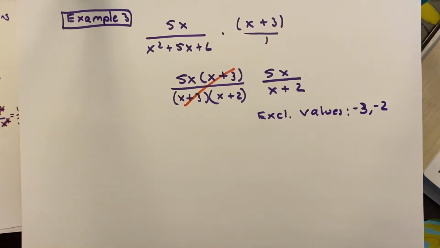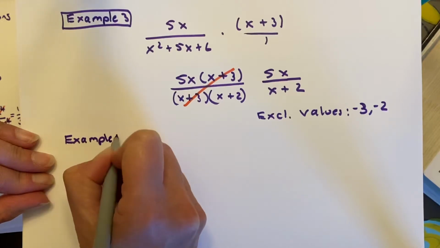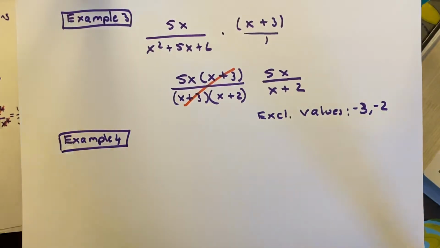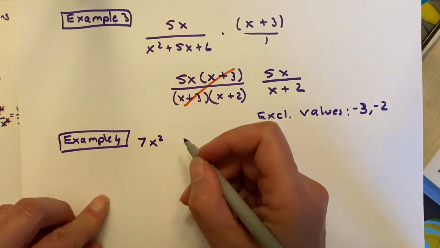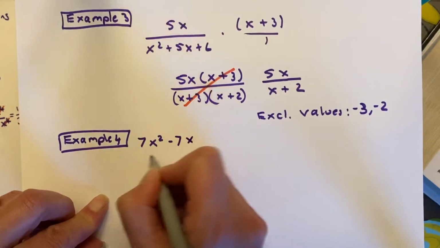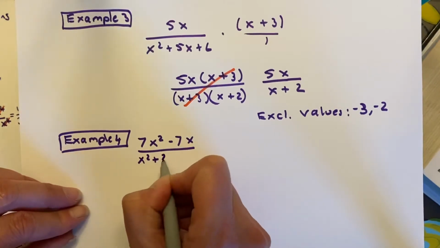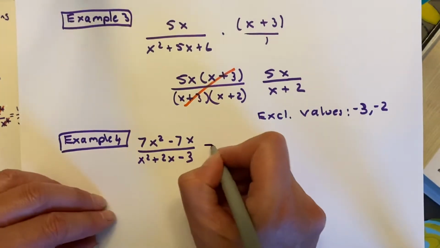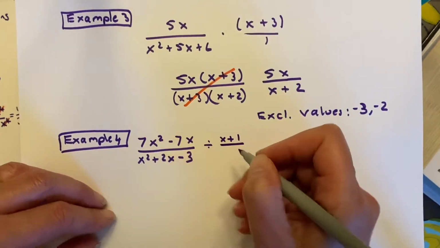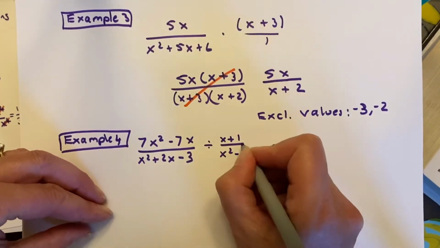Okay. So moving on from multiplication, we're going to go into division. Example 4. And let me start with 7x squared minus 7x over x squared plus 2x minus 3. And I'm dividing this fraction by x plus 1 over x squared minus 7x minus 8.